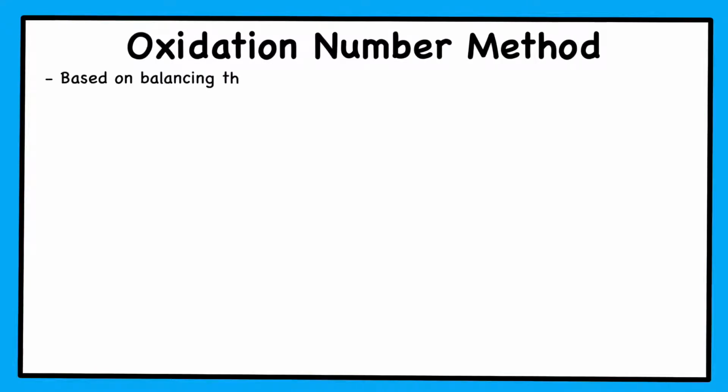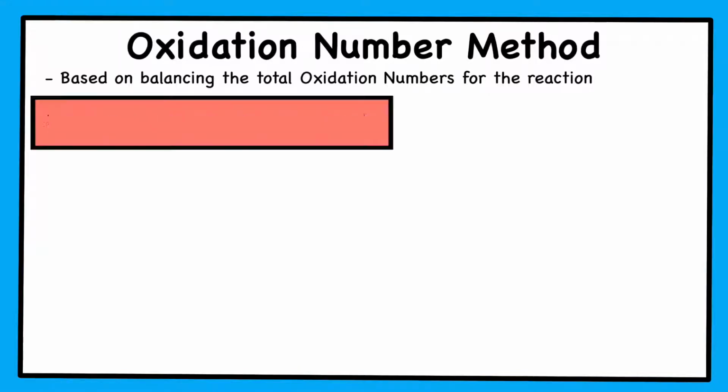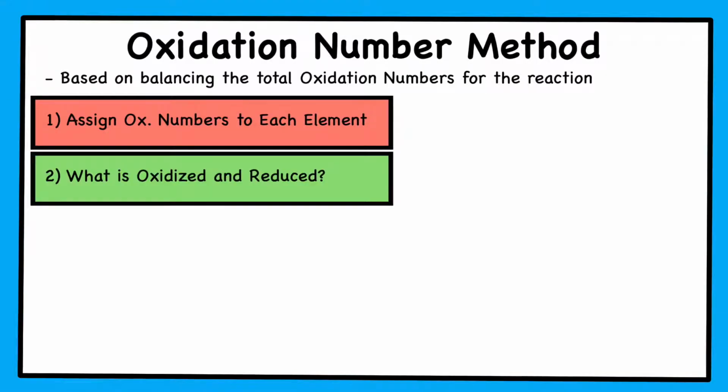This method is based on balancing the total oxidation number of both sides of the equation. Before we work a problem through this method, though, let me give you the steps we are utilizing. Our first step is to assign oxidation numbers to all chemical elements in the equation. Our second step is to identify atoms or ions that are oxidized or reduced. In other words, the oxidation number is changed.